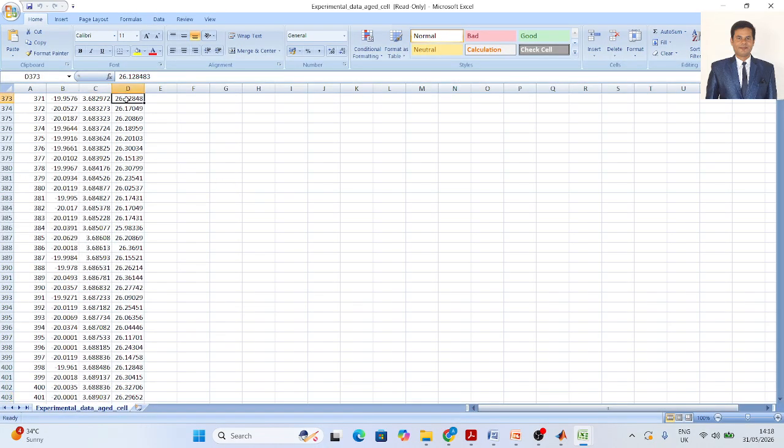Given from where I have to collect the data, right? See the temperature. See 379. If I take 379 of data, it is showing a temperature of almost 26.15.